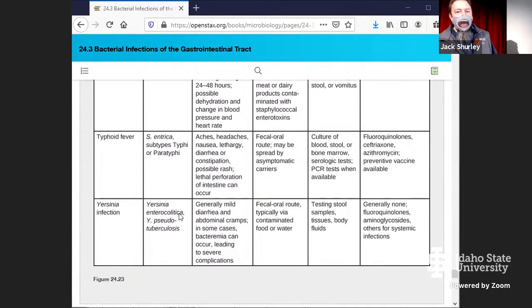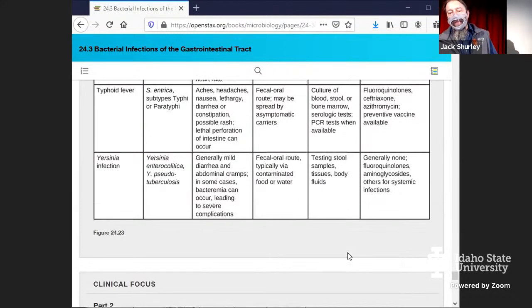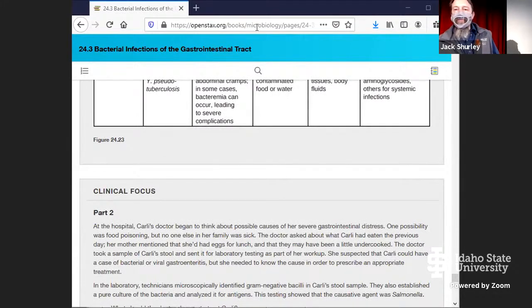All right, Yersinia. We're wrapping it up. Enterocolitica and pseudotuberculosis, mild diarrhea. There are potentials with it making its way into the circulation. Again, fecal oral, contaminated food or water as possibilities. All right, I will stop it there.